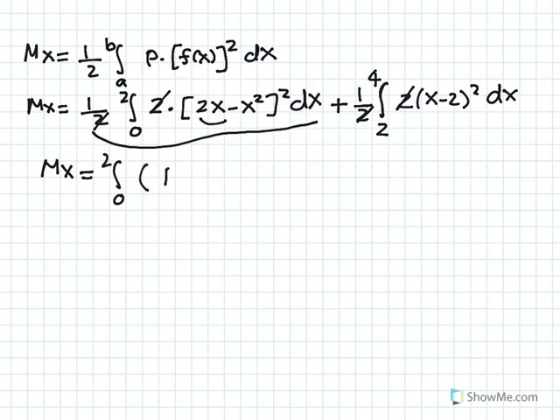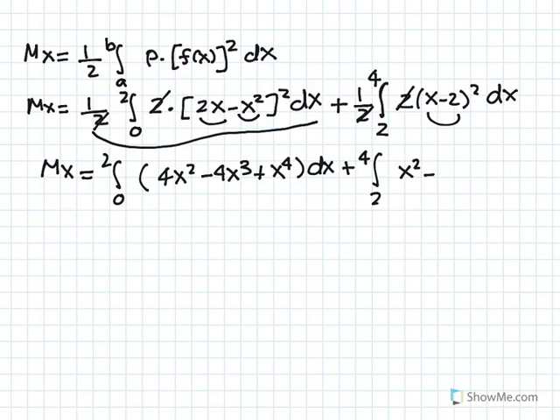2x squared gives us 4x squared. Multiply these two terms and multiply by 2, so we get minus 4x cubed. And square this term: minus x squared, squared, is plus x to the 4th. Integrate with respect to x, plus, folding the second integrand, x squared, we get x squared minus 4x plus 4 dx. All right, let's reverse the power rule and solve these integrals.